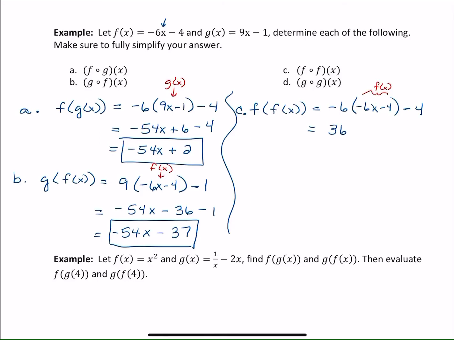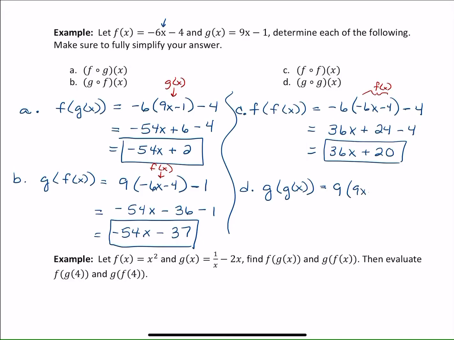I'm going to have a positive 36x plus 24 minus 4. So I've got 36x plus 20. And then D is asking you to find g of x. So I'm going to plug g of x into itself. So I'm going to have 9 times 9x minus 1, where the x is, minus 1. So I've got 81x minus 9 minus 1, which is going to give me 81x minus 10.